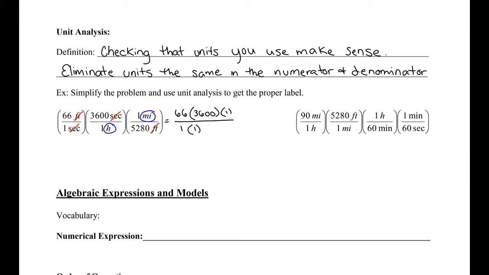So 1 times 5,280. If I use my calculator to simplify this, it simplifies to 45, which we can rewrite as 45 over 1. I want to keep my units, so miles will be in the numerator. Hours will be in the denominator. So this is 45 miles over 1 hour, or as you are used to seeing it, 45 miles per hour.